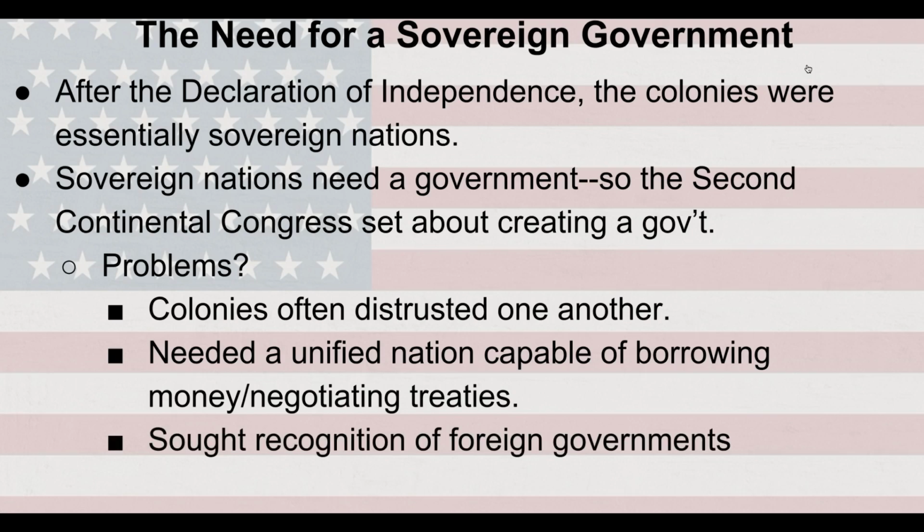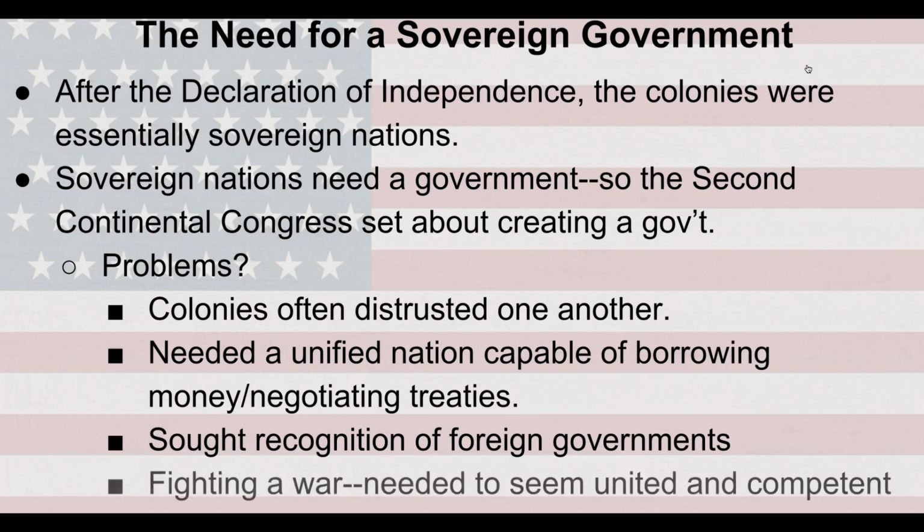That leads us to the sought recognition of foreign governments. They want foreign governments to recognize them because when they have recognition from a foreign government, they're more legitimate, and people will start taking them a little more seriously. Plus, they're fighting a war, and they need to seem united, and they need to seem competent as a sovereign government, so that people will take them seriously.